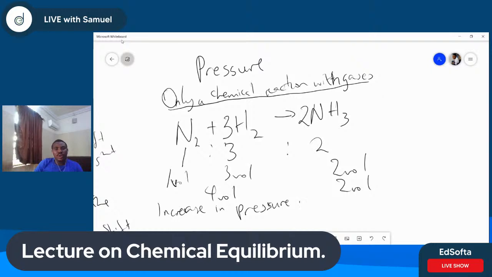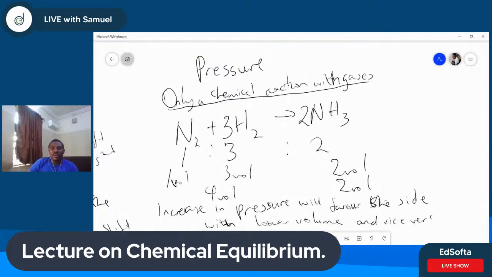So an increase in pressure will favor the side with lower volume, while a decrease in pressure will favor the side with higher volume. This is just from Boyle's law, which says pressure is inversely proportional to volume, that's how it works here.